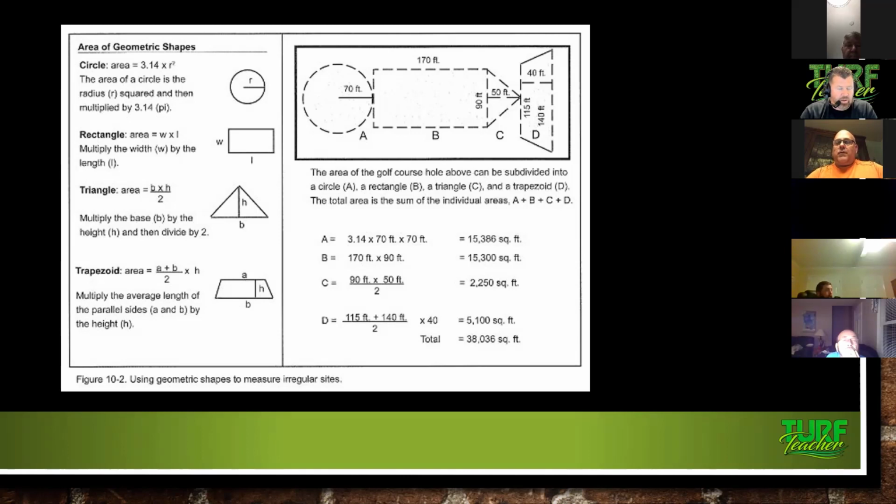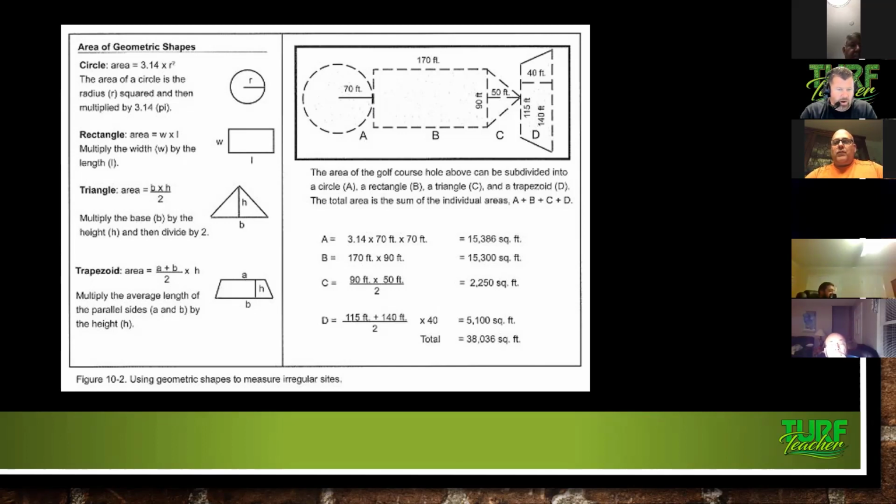The fairway, we've got a rectangle, which is length times width. And so we've got 170 feet. It's roughly 90 feet wide. So we got an average of about 15,300 square feet for that fairway. And then we got a little triangle out there up front. And the area of a triangle is base times height divided by 2. So we'll multiply the base by the height and then divide by 2. And we have 90 feet times the 50 divided by 2 is going to give us 2,250 square feet.